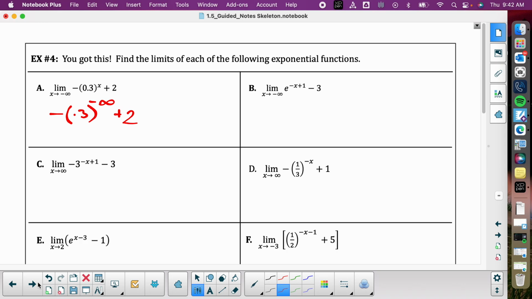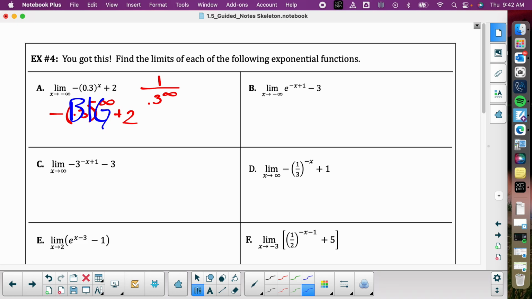If I have a decay number and I do it 1 trillion times, is it going to get bigger or smaller? Smaller. What does the negative in the power do though? Flips it. Oh Lord, now we've got 1 over 0.3 to 1 trillion times. Is that going to be a small number or a big number? Big. Okay. I am going to replace this with a big number.